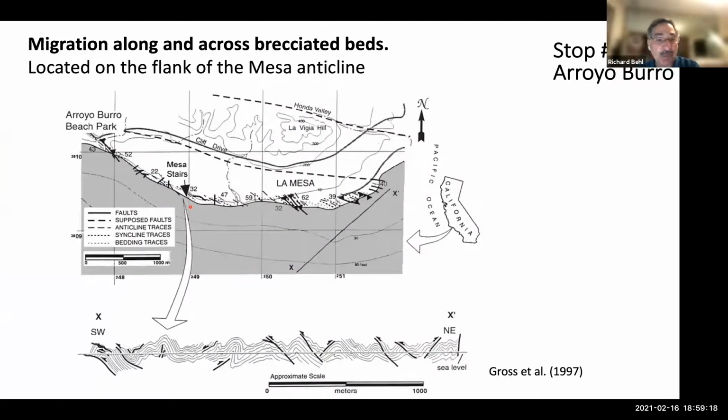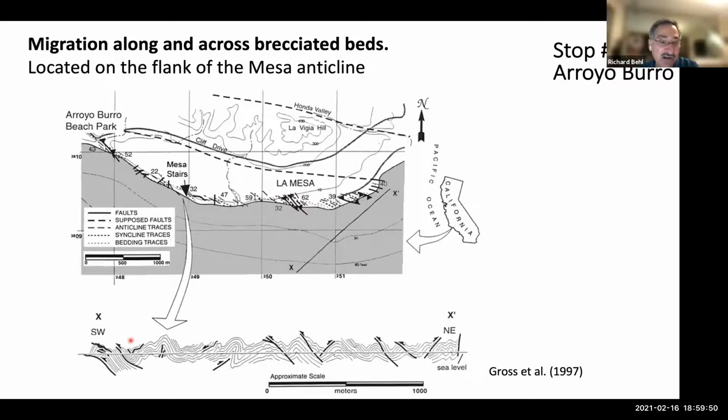So you're walking along this flank, and as you walk, you're getting different views. You're looking along the axis or parallel to the axis and perpendicular to the axis. And if we go out over here where this X to X prime line, the cross section, is mapped, and we are looking to the northwest, we're actually looking kind of along strike, and we're looking along the axis of the Mesa anticline.